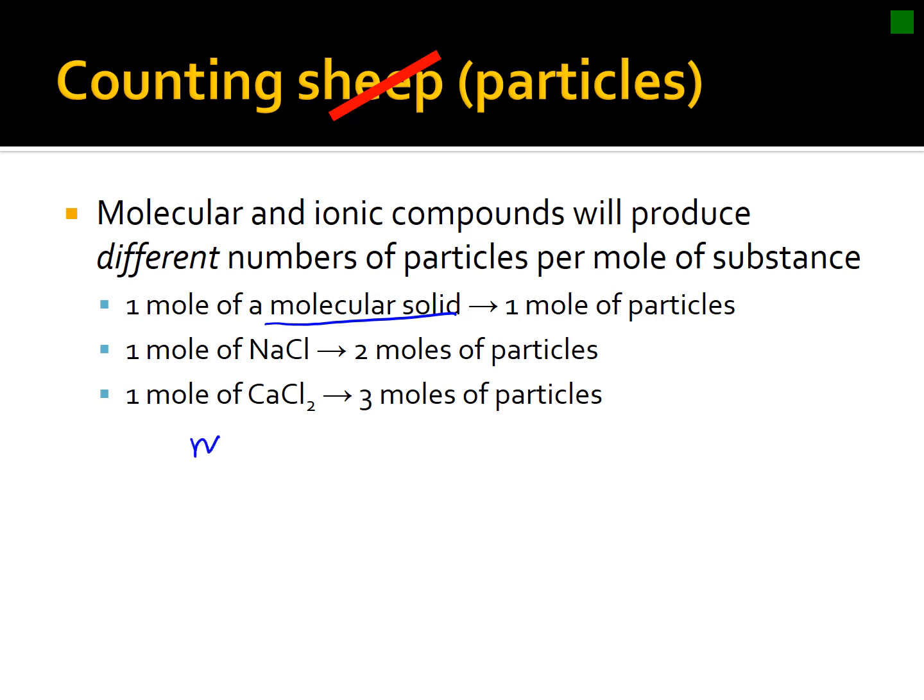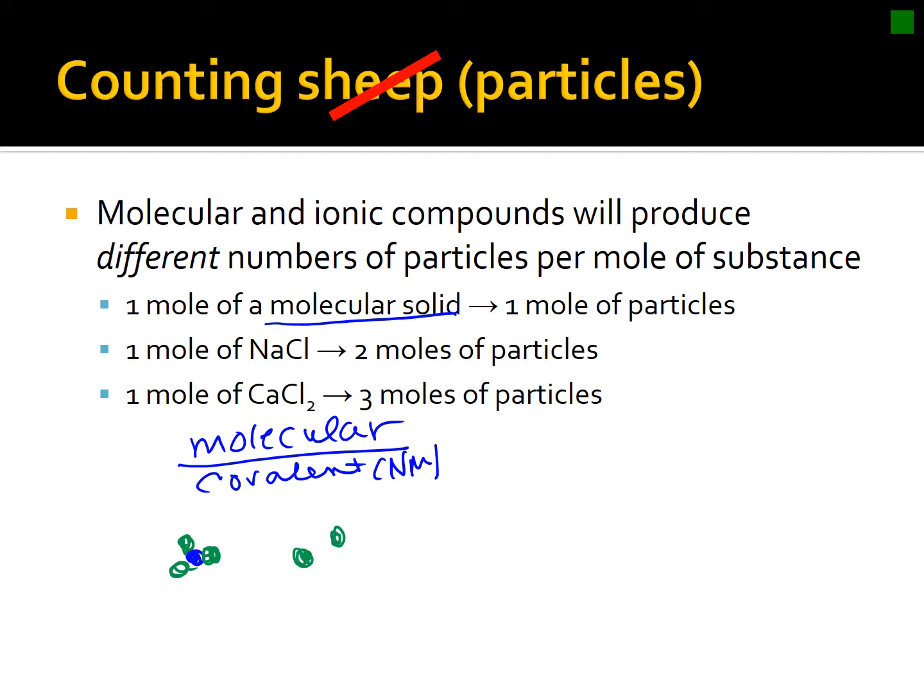So if I had a molecular solid, what is molecular again? Well, a molecular solid is something that is covalent, meaning that they are sharing electrons. And how do you identify it? They always start with a non-metal. Okay, so when I put a molecular solid into water to, let's say, dissolve, it doesn't actually dissolve, okay? Well, it kind of dissolves, but it doesn't dissociate.